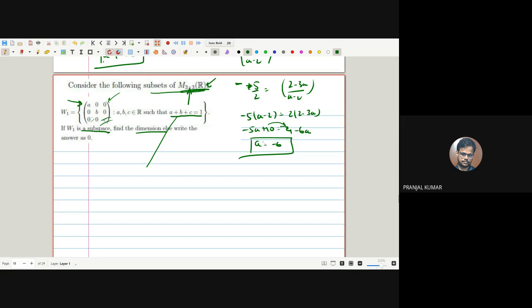I have told you, right? Whenever such a set is given, there will be some condition given. First, you have to express one of the variables in terms of the other variables. Then you have to write the general element. So C is equal to 1 minus A minus B. Clear? Then you have to write the general element here: A, 0, 0, 0, B, 0, 0, 0. Now you have to replace the third element with 1 minus A minus B.